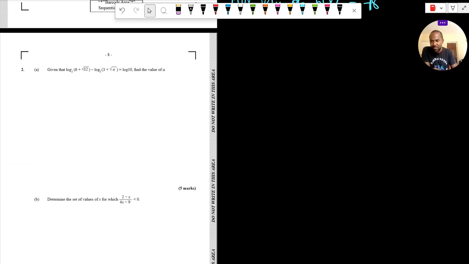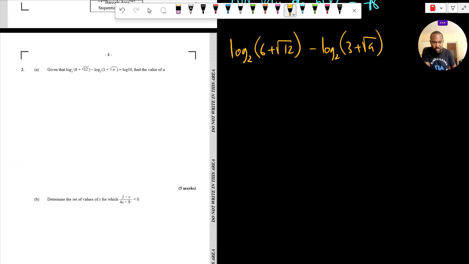Number 2 says, given that the log of 6 plus root 12 to base 2 minus the log of 3 plus root a to base 2 equals log 10, find the value of a. So we're given an equation and we're asked to solve for some unknown a. Let's write down the equation. So we have log to base 2 of 6 plus root 12 minus log to base 2 of 3 plus root a, and we're told that this is equal to log 10.